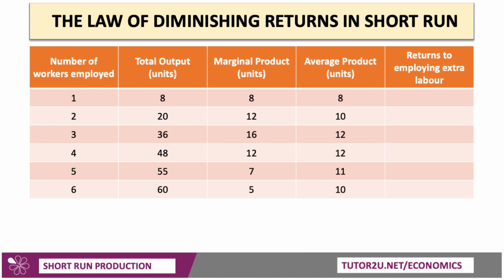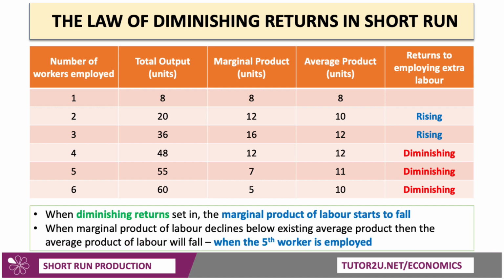The average product is output divided by number of workers employed. And you can see that when the marginal worker adds 12, it equals the average. But for the fifth and the sixth worker, the marginal product falls below 12, 7 and 5 respectively. And a falling marginal product drives down the average across all workers employed. So the second and third workers are adding to marginal product going up. We say that's rising returns, whereas beyond the fourth worker, diminishing returns set in. And that means the marginal product of labour starts to fall.